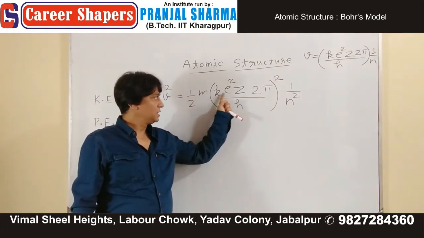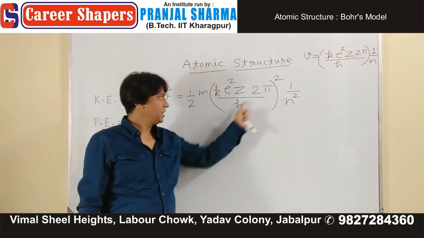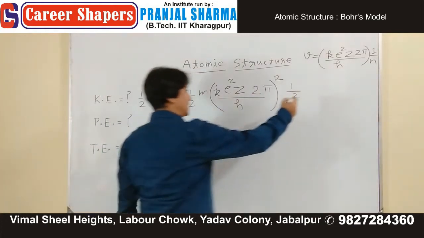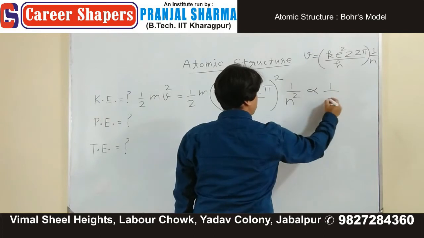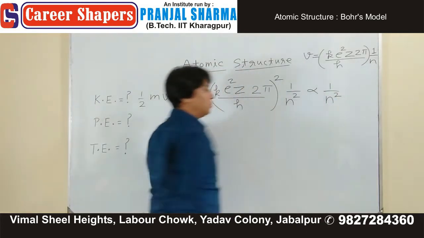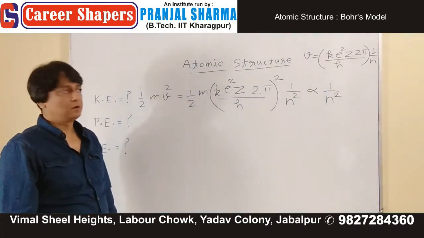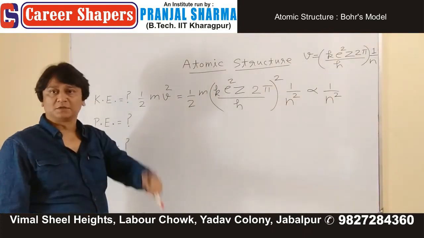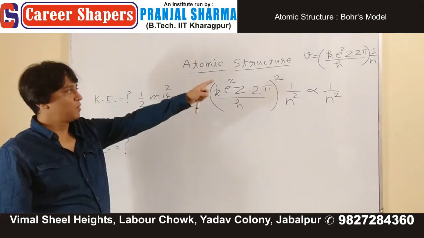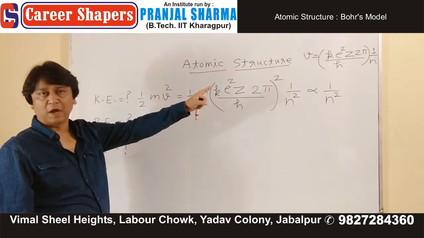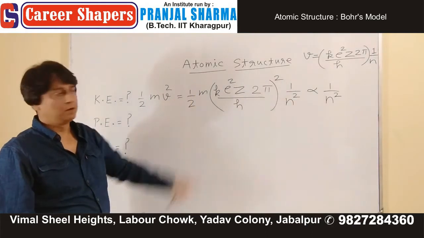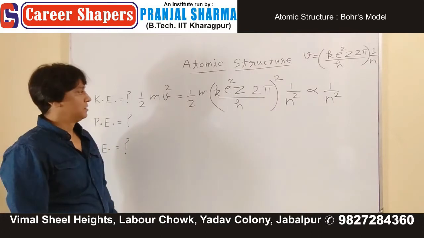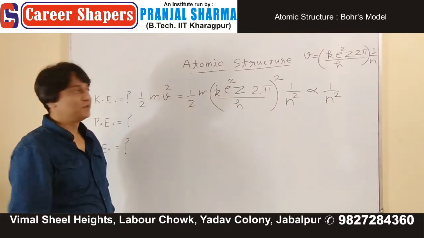M K E Z pi H, everything is a constant. So you get kinetic energy is nothing but inversely proportional to square of n. Only one person could answer this. You've got the value of V in front of you. I intentionally left it over there. And then I asked you what is the proportionality of K with N. And only one could answer this.